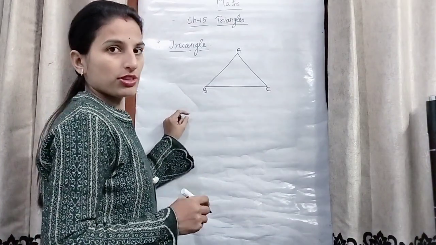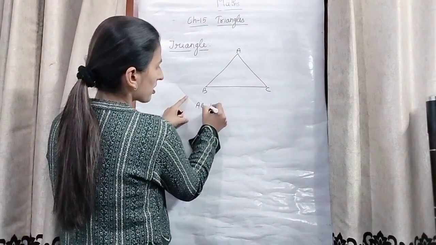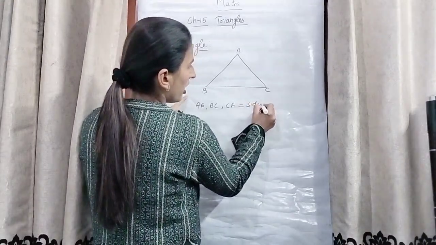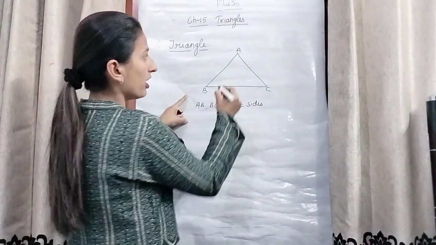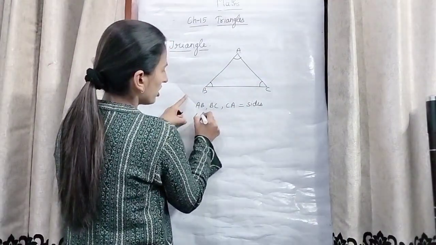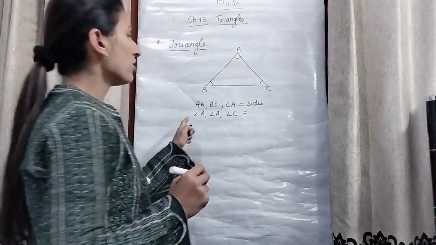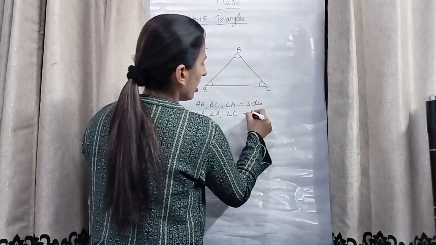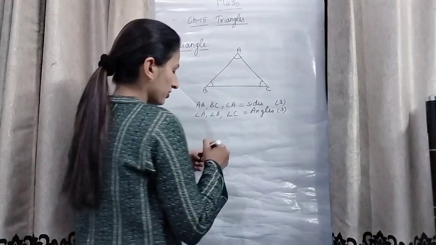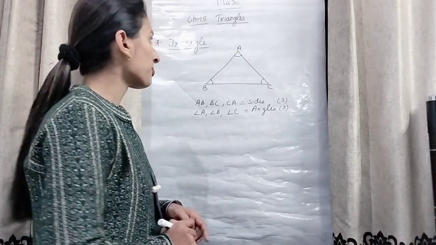If someone asks you to name the sides of this triangle, AB, BC, CA, these are the sides. And if we talk about the angles, the three angles are angle A, angle B and angle C. So how many sides are there? Three sides and three angles. That's why it is known as a triangle. So a triangle is a polygon composed of three lines.